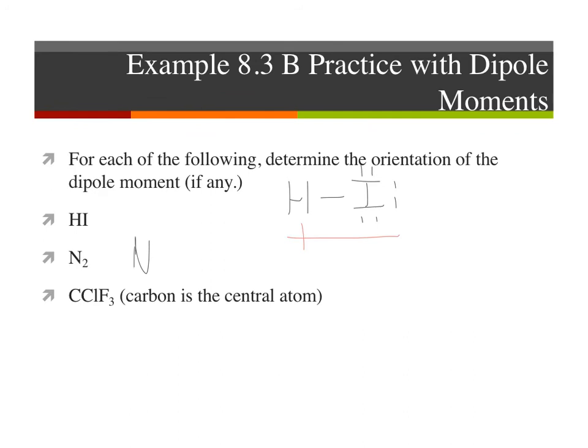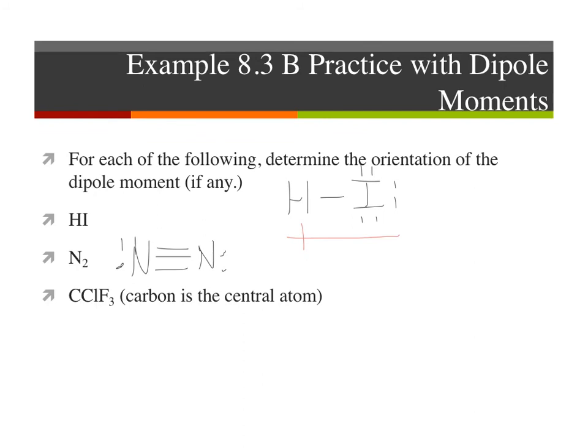N2, N has a dot structure like this. It has 3 lone pairs. That's going to give that nitrogen a triple bond with 2 lone pairs on the outside. And this molecule is totally symmetrical. There will be no dipole moment.